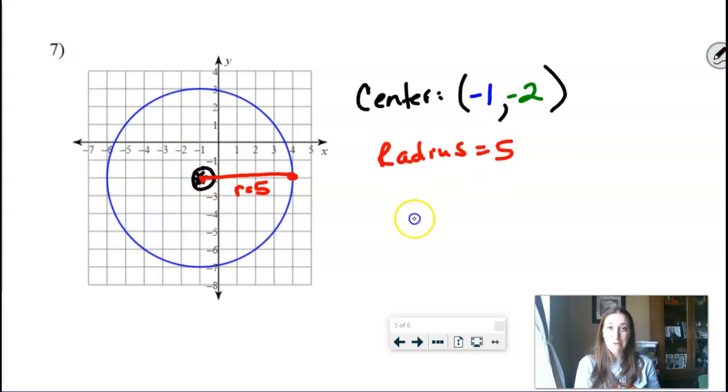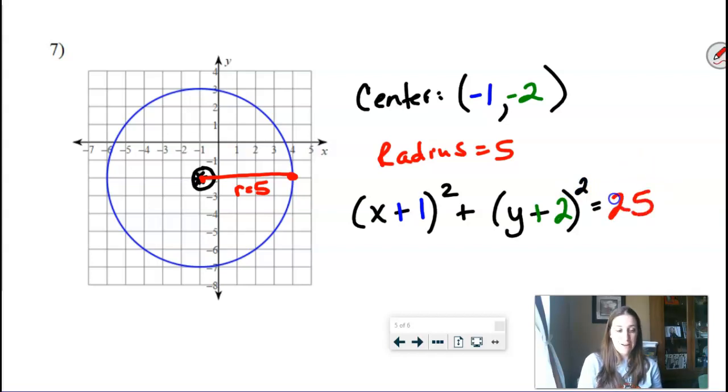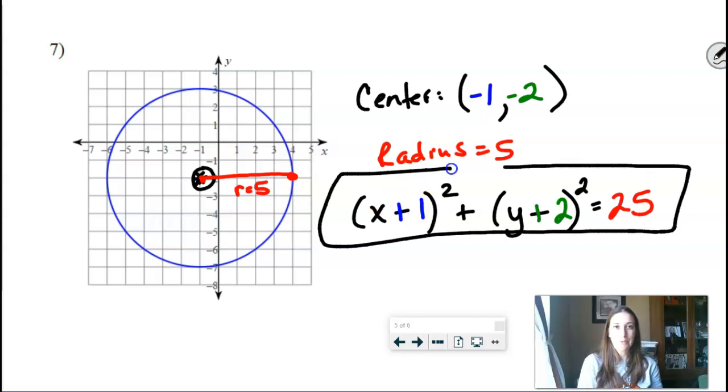And if I throw all that information into my formula, that's going to become an x minus a -1 quantity squared plus y minus a -2 quantity squared. And then this time I'm going to save myself a little bit of time in ink. Instead of writing 5 squared, I'm just going to go ahead and call that a 25. And there's your standard form of your circle.